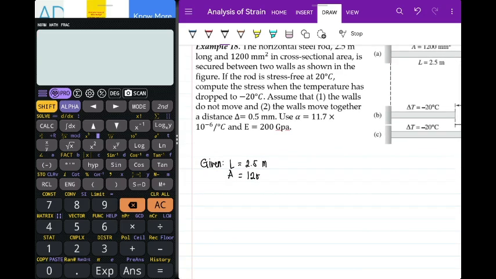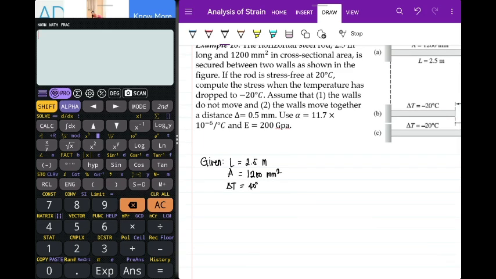L, which is the length, is equal to 2.5 meters. The area, which is 1,200 mm squared. And the change in temperature. Now, change in temperature is from 20 to negative 20 degrees Celsius. So basically, the entire change of temperature is from 20 to 0 and 0 to negative 20. So that's a total of 40 degrees Celsius of change in temperature.